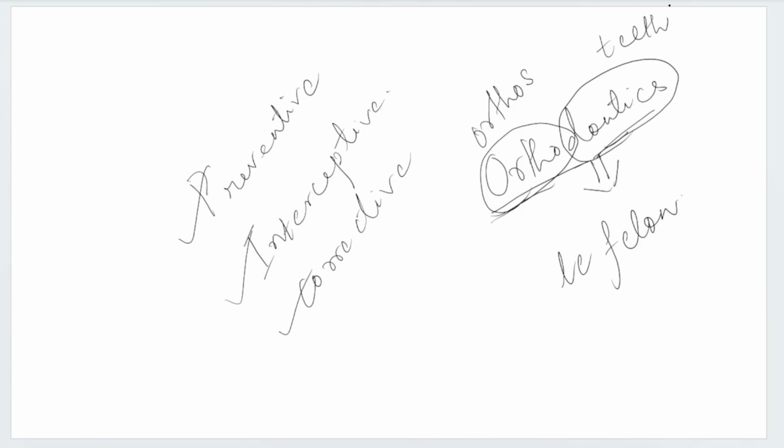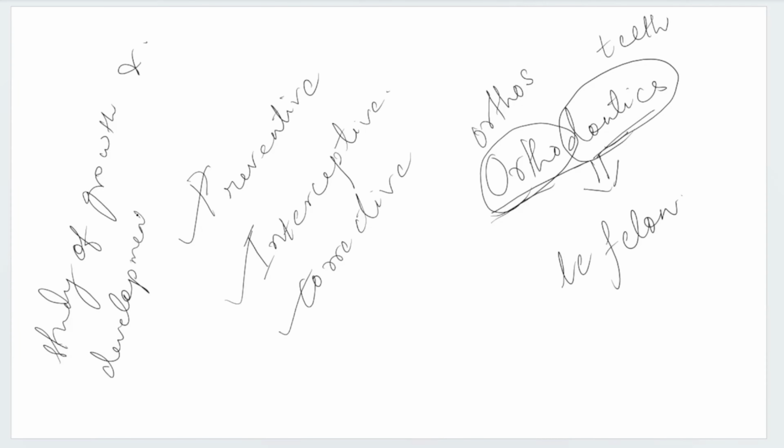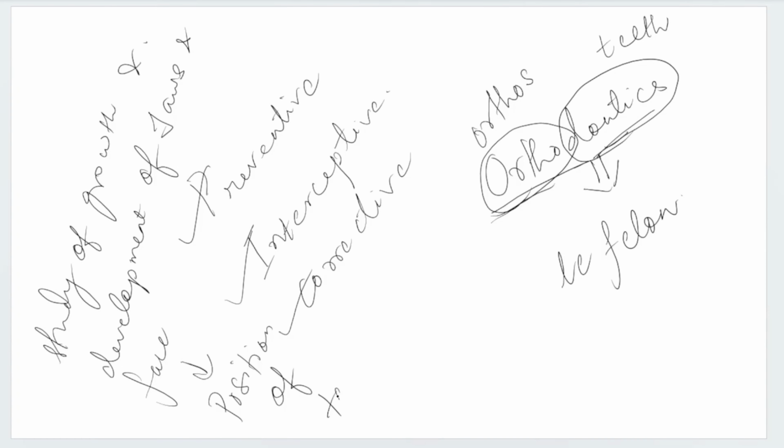Now in 1922, the British Society for Study of Orthodontics has defined it as the study of growth and development of jaws and face, okay, particularly, and the body generally, as influencing position of teeth. Okay, so this is what it is, orthodontics.